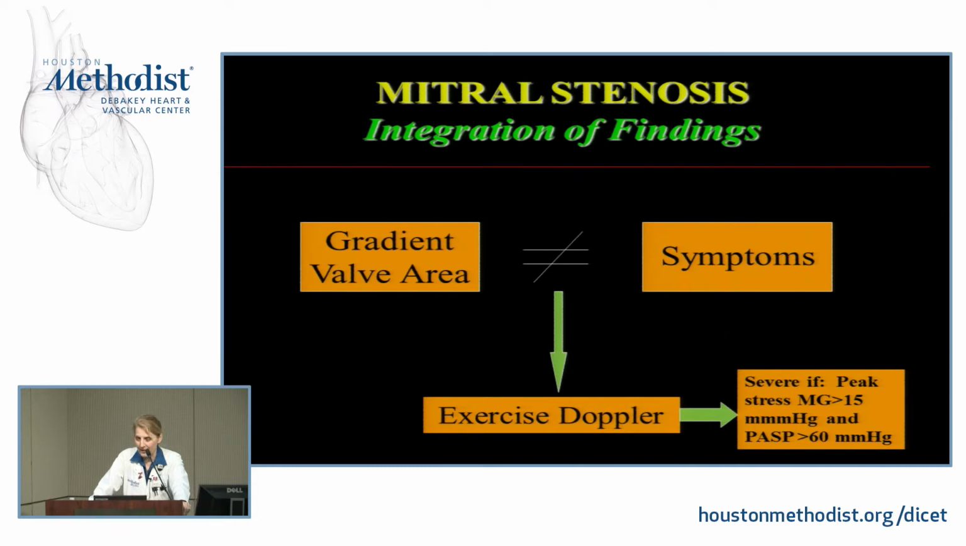So in that particular case, an exercise Doppler will help you determine whether or not that valve is physiologically too small for that person. And we combine that with bicycle stress echo. So you start off at 25, 50, 75 watts. And at each stage, you measure that mean gradient across that valve using continuous wave Doppler and the PA pressures. That's all that we want, just those two things, right? And then basically what you're looking at is if that mean gradient is more than 15 at peak stress, or that PA systolic pressure is more than 60, that valve is likely physiologically too small for that patient and causing their symptoms.